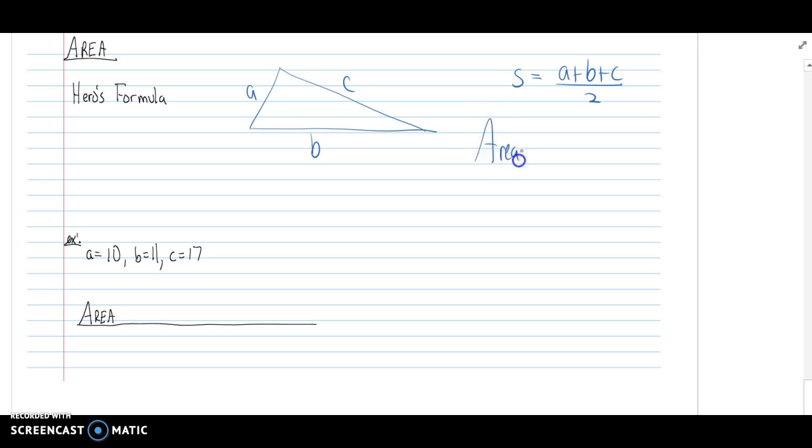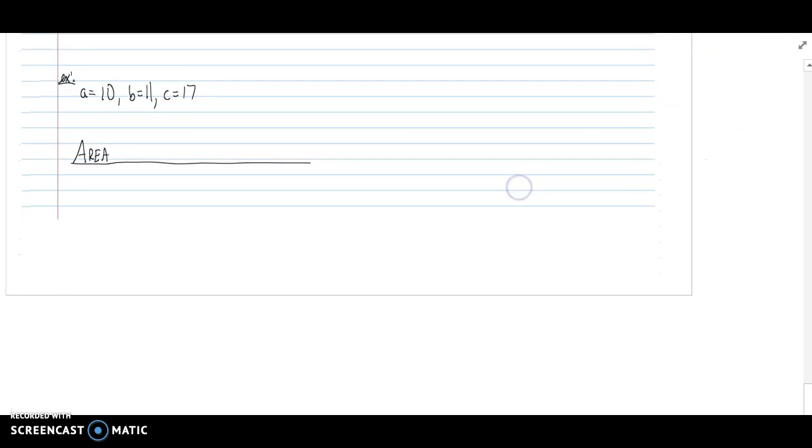And then the area itself is the square root of S times S minus A times S minus B times S minus C. And that will give you the area of the entire triangle. An example of how you would use this, you have these three sides of the triangle. So first of all, figure out the semi-perimeter.